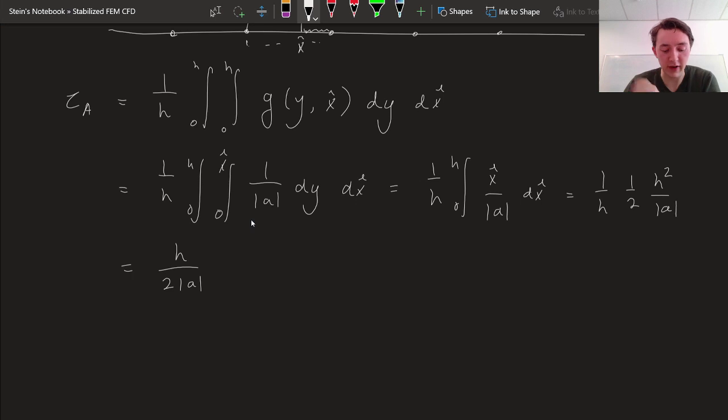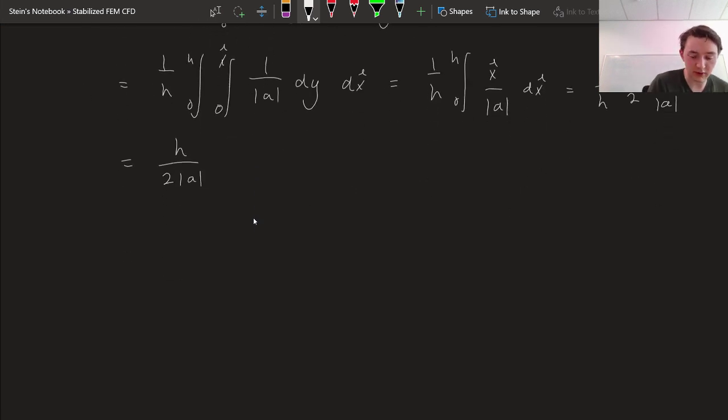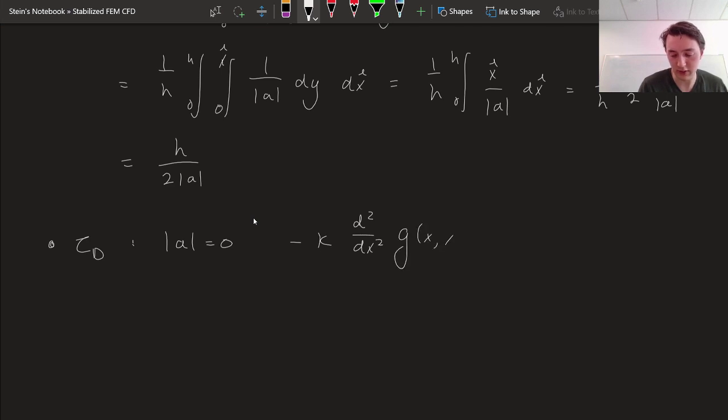So that is the advective limit, though. So let's talk about the diffusive limit. That is the case where a is equal to 0, and we obtain as our adjoint differential operator minus kappa times d dx g x x hat is equal to delta x hat.